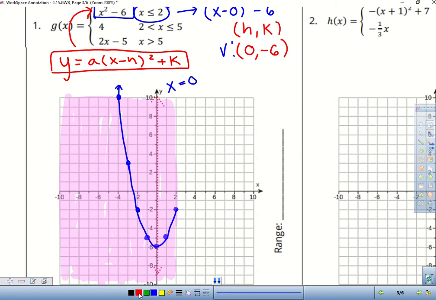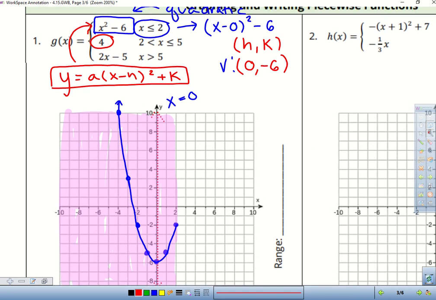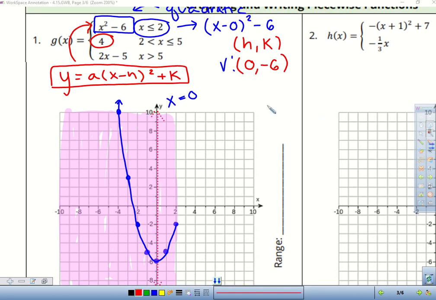Okay. Now we're going to move on to this one. And you can write this, by the way, if you want. So this is y equals 4. So y equals 4, what kind of line is that? That's a horizontal line. But where does my horizontal line exist from? What two values? 2 and 5.